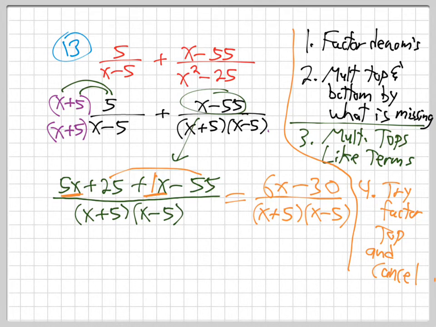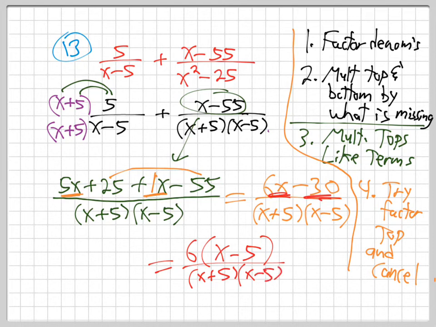All right, so last step, how do we factor that numerator? How do we factor this? Take out a 6, right? That leaves x minus 5, but the bottom will stay the same. And then we can cancel x minus 5, x minus 5. So the answer is 6 over x plus 5.